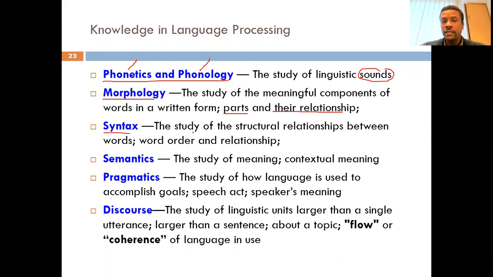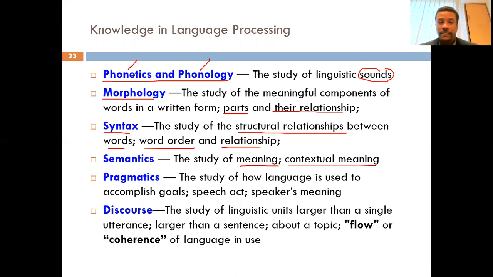When it comes to syntax, syntax is concerned about the study of the structural relationship between words, word order, and their relationship. Because even though the spelling is correct, even though the words are formed correctly, the way you order them and the way they interrelate with one another is very important linguistic information. And studying that is what we call syntax. Semantics, as we have said earlier, is the study of the meaning, and most specifically, contextual meaning of a word. So whenever you use a word in a sentence, it has a meaning, but that meaning depends on the words that co-occur with it. And studying that is what we call semantics.